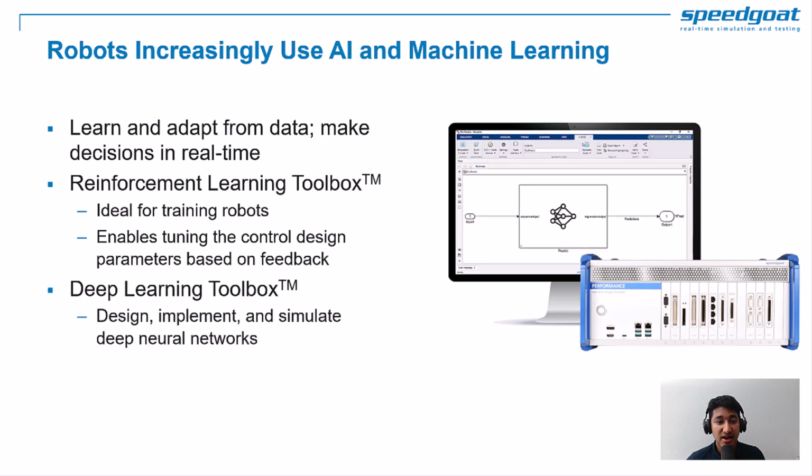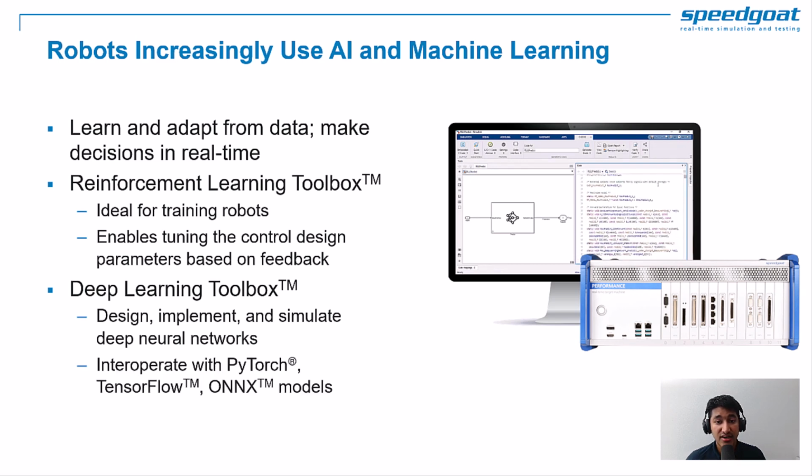Apart from this, MathWorks also has a Deep Learning Toolbox, which provides functions, apps, and Simulink blocks for designing, implementing, and simulating deep neural networks. The toolbox lets you interoperate with other deep learning frameworks, such as importing PyTorch, TensorFlow, and ONNX models.